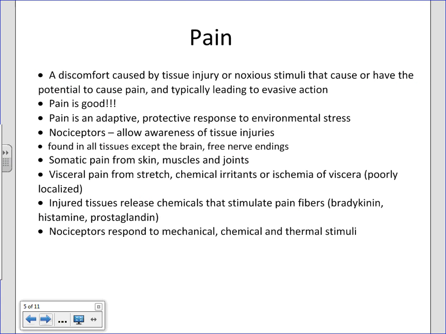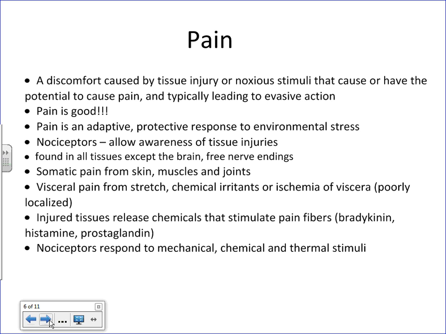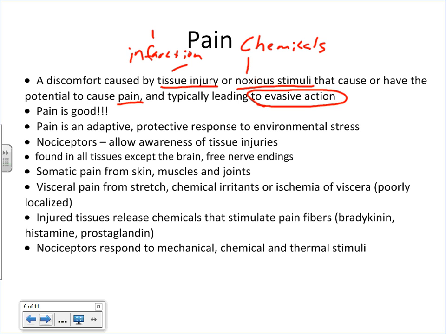All right, and now let's apply this concept to pain. Let's talk a little more specifically about pain. Now, if we want to give pain a definition, it is a discomfort caused by tissue injury or noxious stimuli that cause or have the potential to cause pain, and pain typically leads to an evasive action. So let's break that down. Tissue injury or noxious stimuli, so essentially chemicals. When we're saying tissue injury, that could be infarction. It could be tearing.